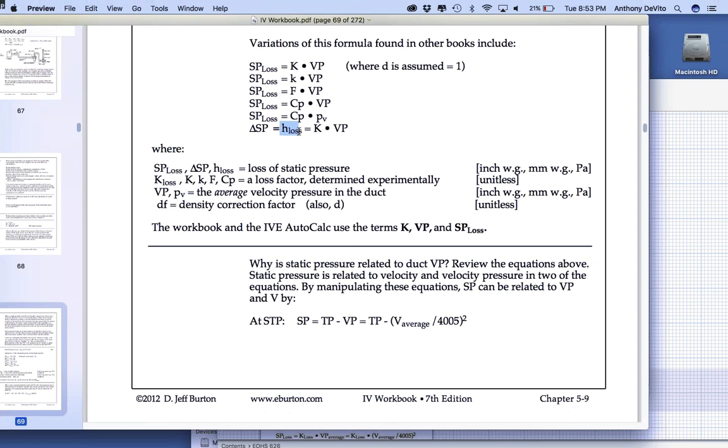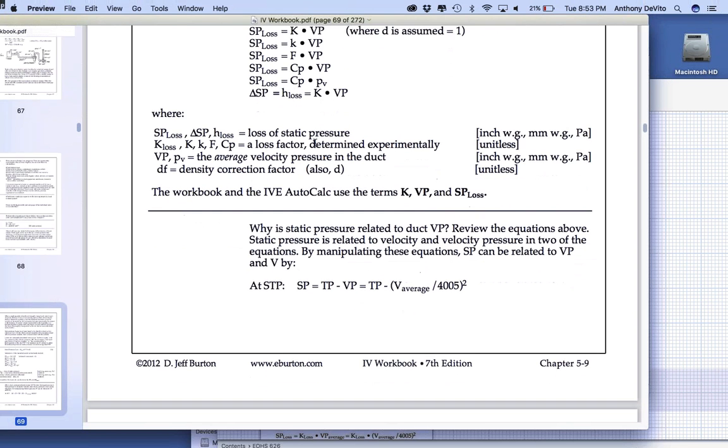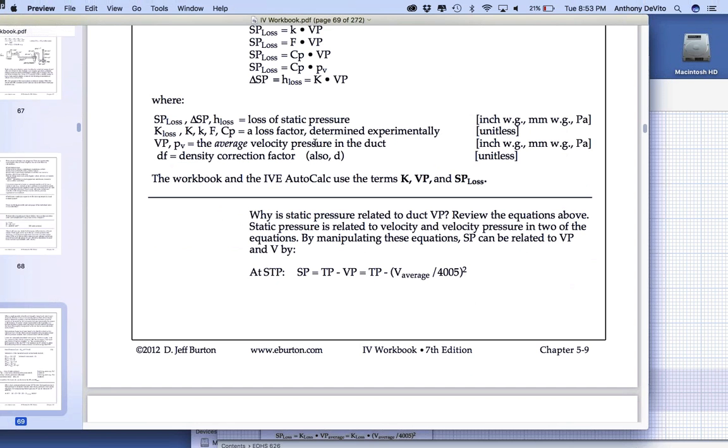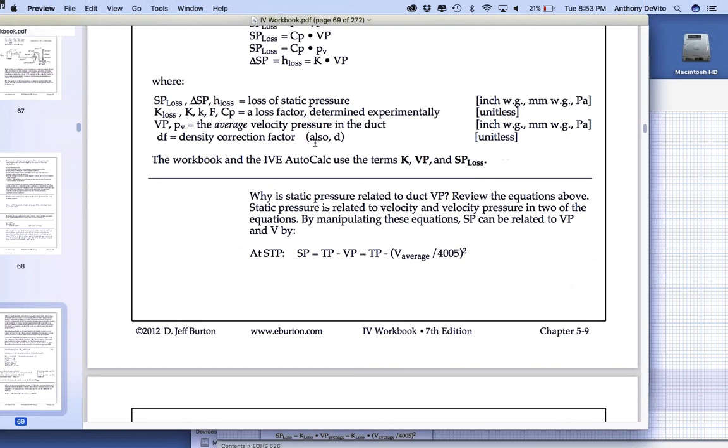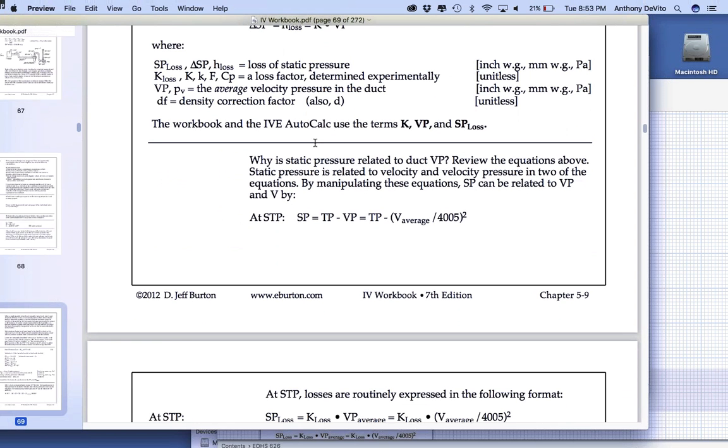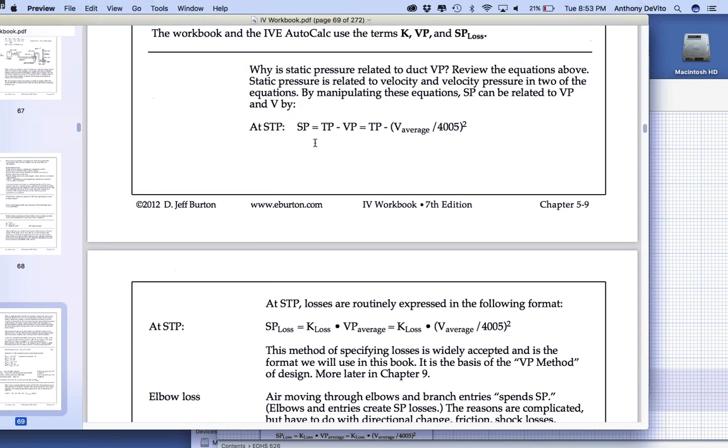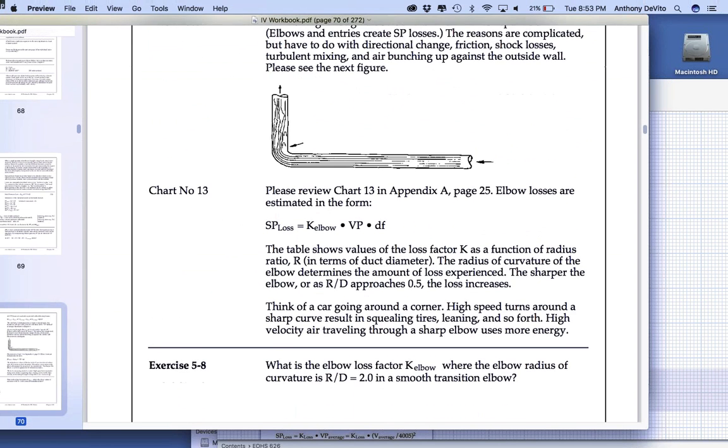So you can see H loss, that's hood loss. In other words, the amount of energy you're losing because of the entry losses at the hood and so on. Within the different literature, you're going to find different nomenclature. But for right now, there's going to be ways for us to get to this information. Okay, so let's take a look at this.